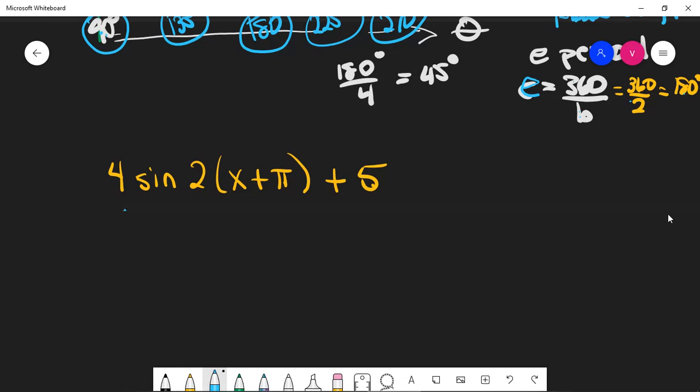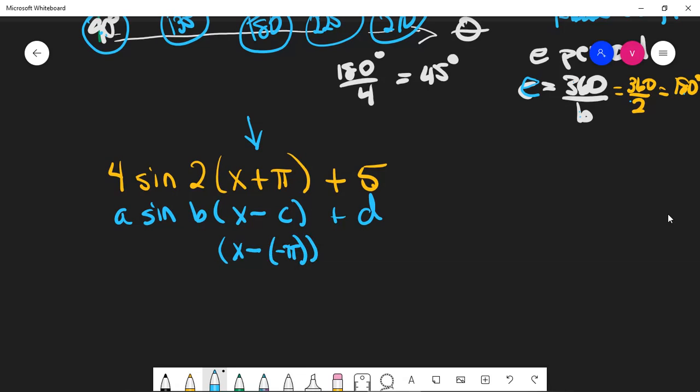I want you to recognize that x minus C, I hope that's raising a little flag for you, plus D. What you should be seeing there is, how do you make a minus a plus? How about this: x minus negative pi. Would that give you x plus pi? That's how you look at it. So this is your C, x minus C.